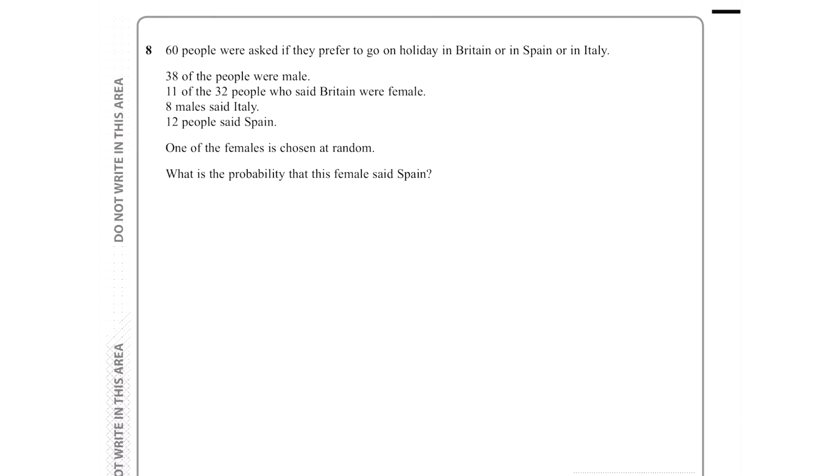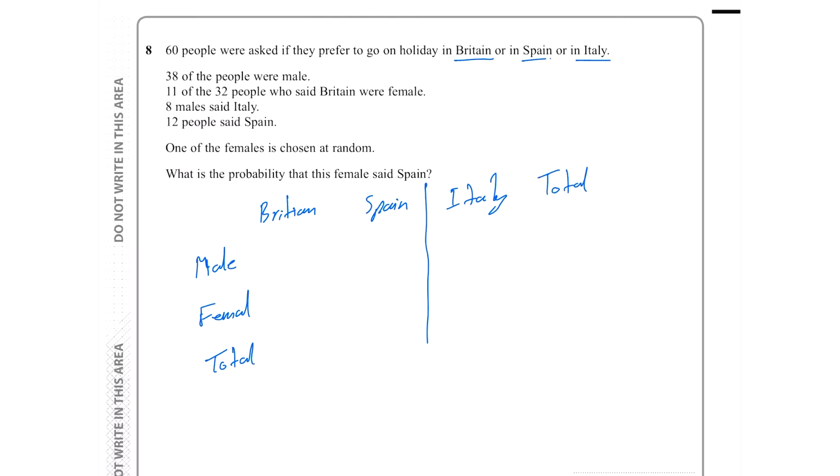So with a question like this, you want to draw a table. So we've been given some data. Let's start with what we've been told in the first line. They go to either Britain, Spain, or Italy, so we can write Britain, Spain, Italy here. And the next thing we're told is they're either male or female. And we can add a total column on this side and a total on this side. And then I can divide this into a table like this.